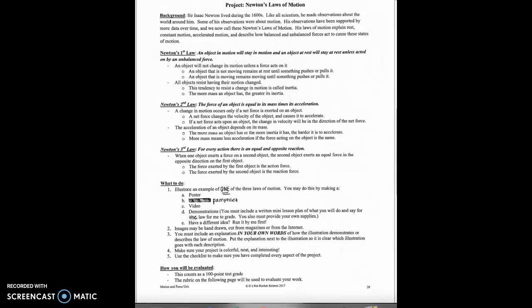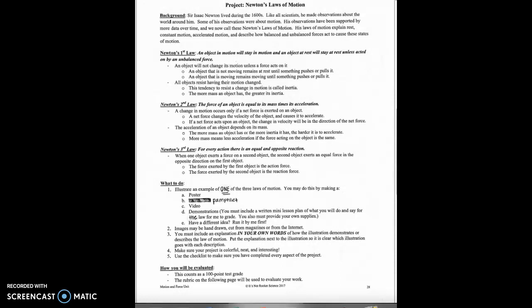Now, this is what you're going to do in this project. You're going to illustrate one of the three laws of motion. You're going to work with your partner. You're going to choose one of the laws of motion. You're going to be teaching your class about it. You can do this as a poster, a pamphlet, a video, or just demonstrations.